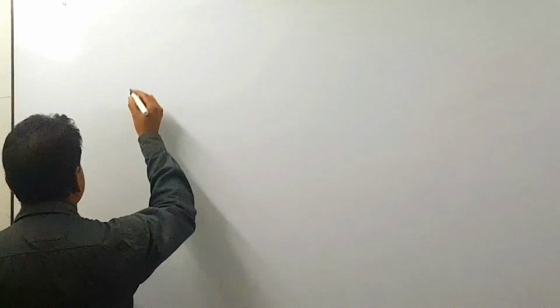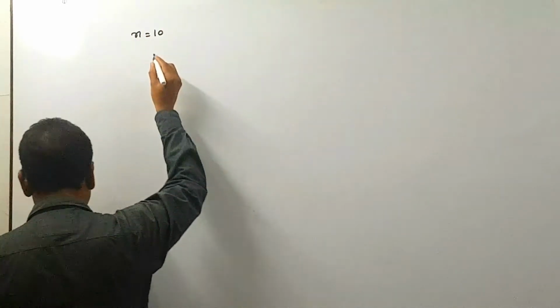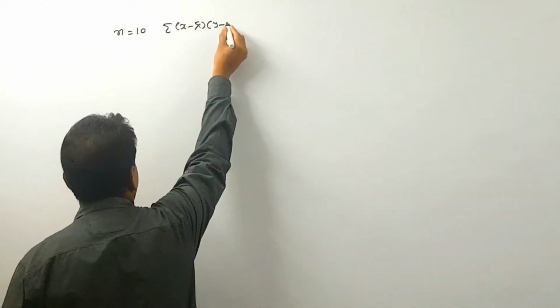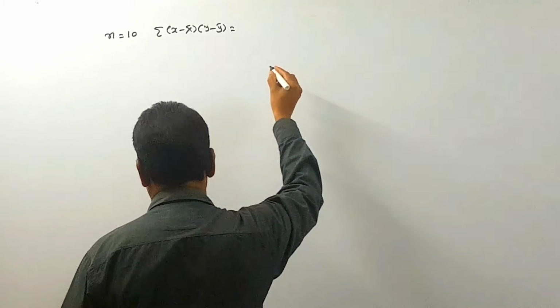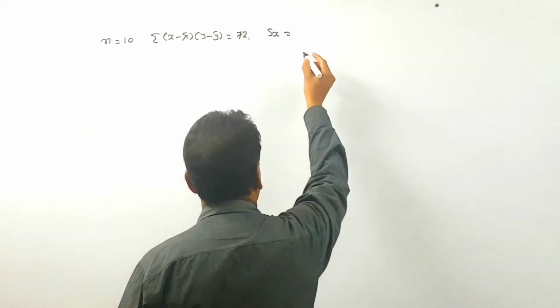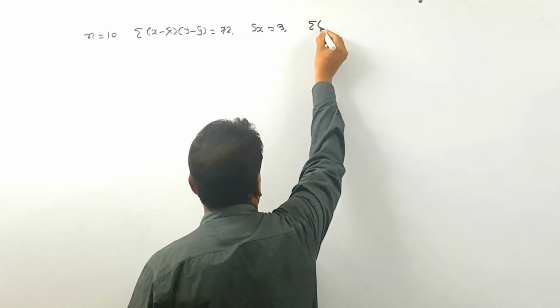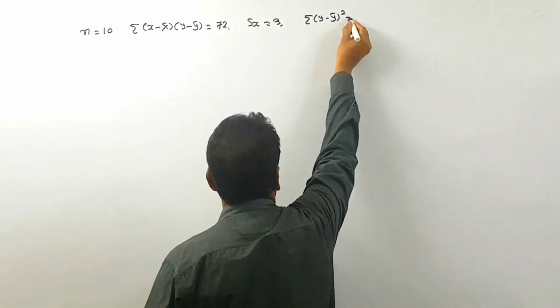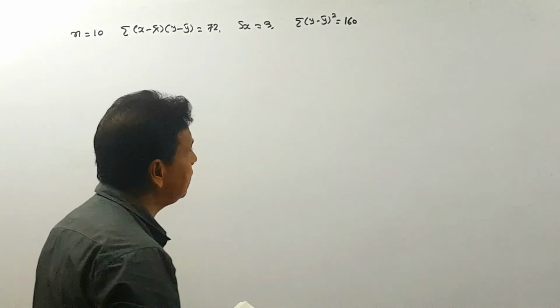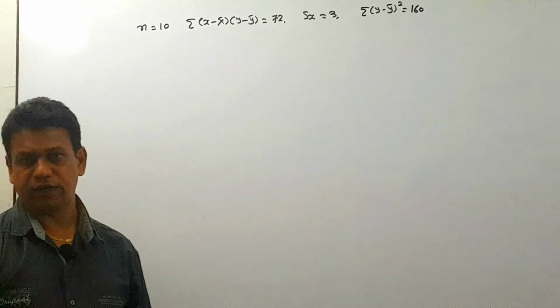Now, illustration 27. The following results are obtained from a bivariate data. Let me represent the data which is available here. N is equal to 10. Sum of x minus x bar, y minus y bar is equal to 72. Sx is equal to 3, and sum of y minus y bar square is equal to 160. Only this much information is available, my dear friends.